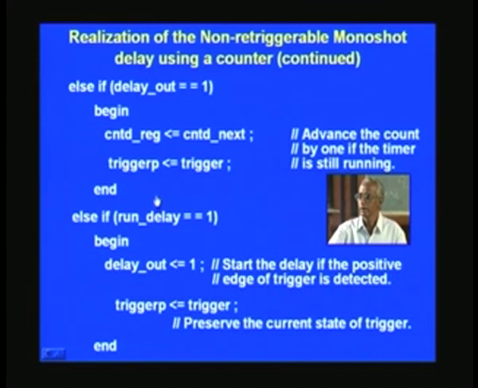And now if this run delay, which was the actual sensing of the rising edge, is 1, and this is going to happen only once, what should you do? Delay out must be set to 1. We have seen that in an always block all these equal signs are non-blocking statements, which you should not forget. And once again here, you should not forget to push the current value into the previous value.